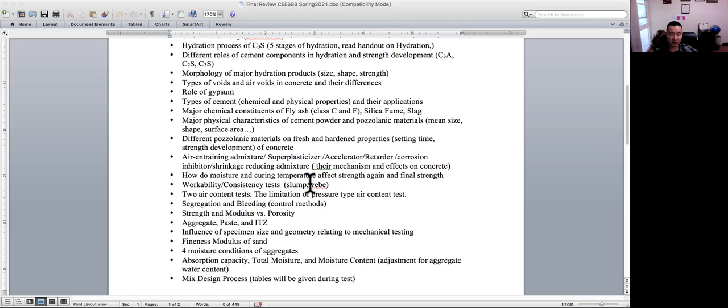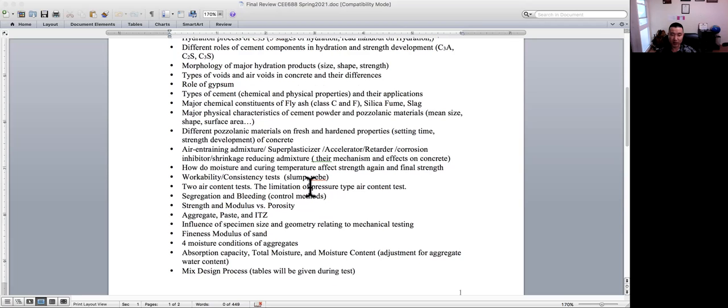And then air content tests. We have a test based on volume, and the other one is based on pressure. And the limitation on the pressure type of air content test: you can only use it for normal concrete with no porous aggregate. Otherwise it will overestimate the air content using the pressure type of air content test.